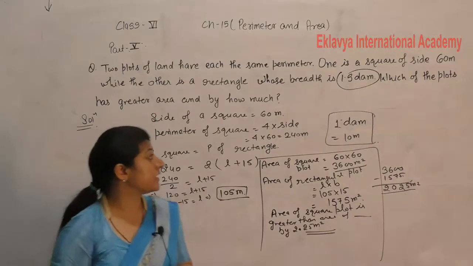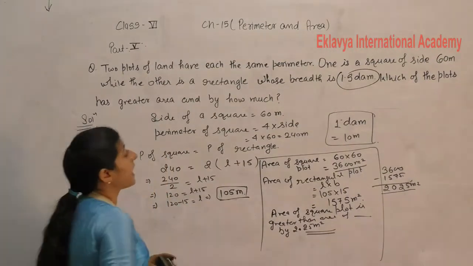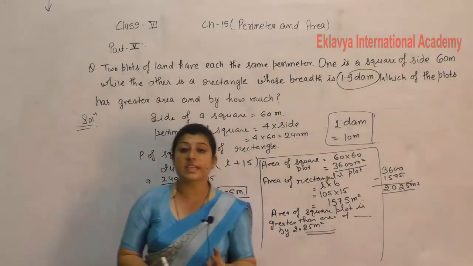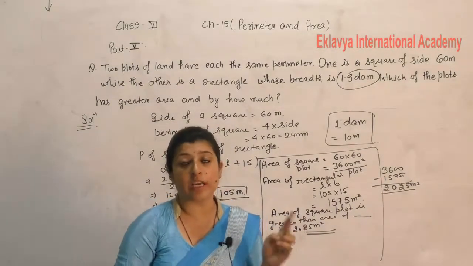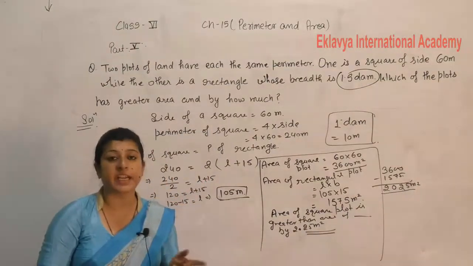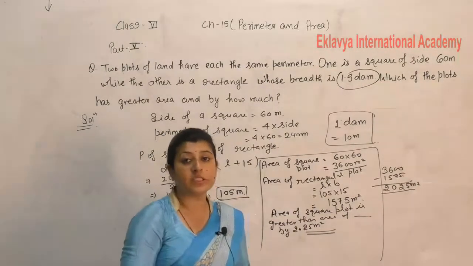What we have done in this? Two plots of land have the same perimeter, one is a square plot and second one is a rectangular plot. Both have the same perimeter. It means we can compare the perimeter of these two.